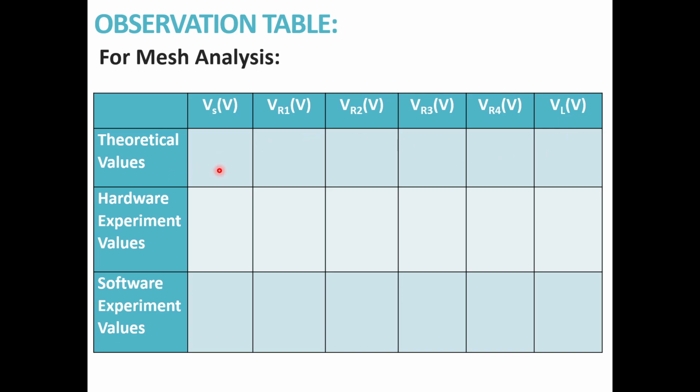So theoretically we must calculate and tabulate it in this tabular column, and after doing hardware experiment you must note down all these values in this tabular column. After doing software experiment we have to note down all these values. We have connected displays across each and every element in the software experiment, so you will get the values, you can note it down here.